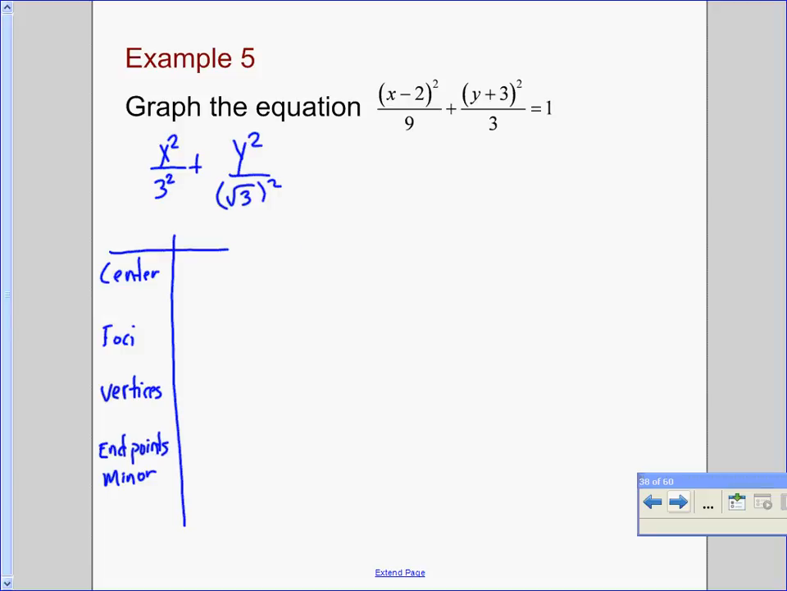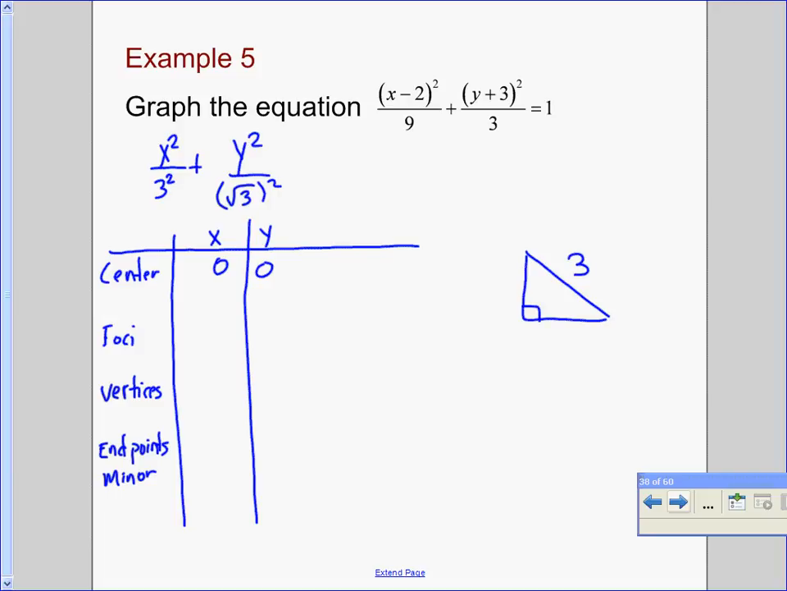All right, so for this one, let's see about x and our y. Our center is going to be at the origin. Our foci are going to be, we would have to use a triangle to figure that out. So what we have is 3. That's going to be 3 because the major axis is on our x, and that's 3 units from the center. This would be root 3, and we're trying to find how far the focus is from the center.